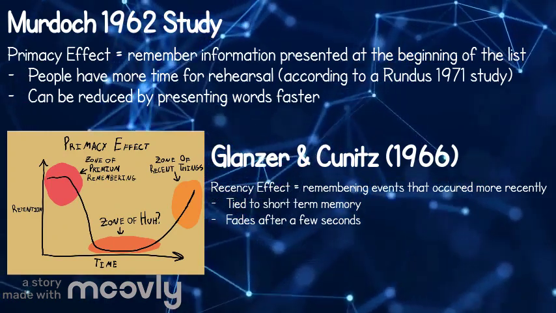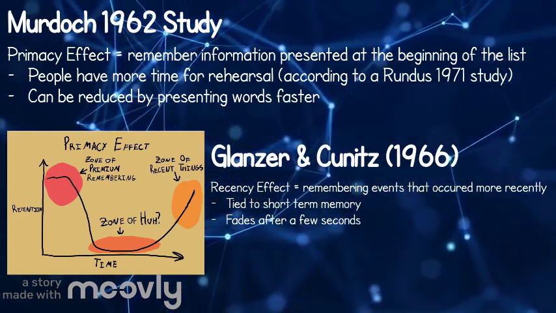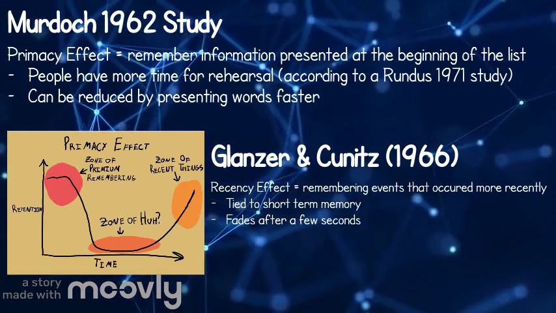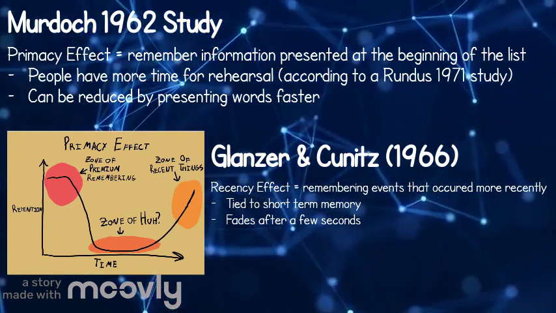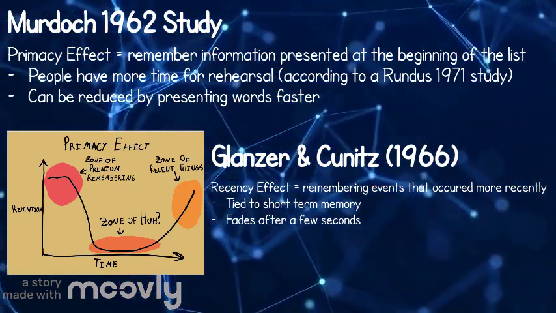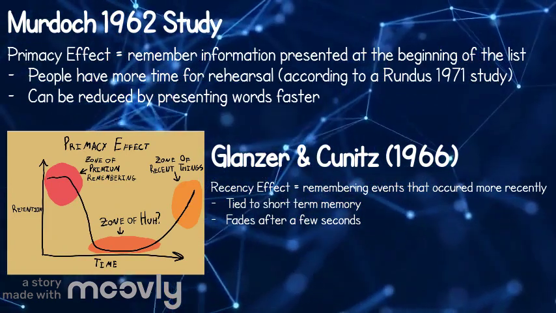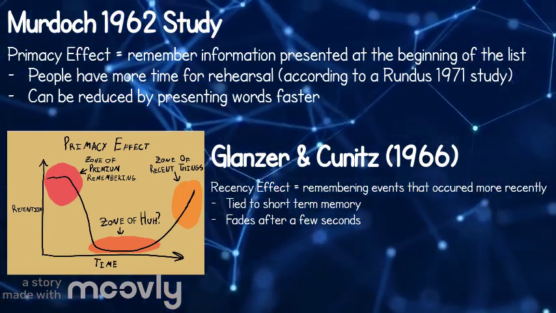Recency effect is the bias towards remembering events that occurred more recently. A study by Glanzer and Cunitz in 1966 shows that the recency effect is closely tied to short-term memory and will therefore fade after just a few seconds of delay due to the limited storage of short-term memory.